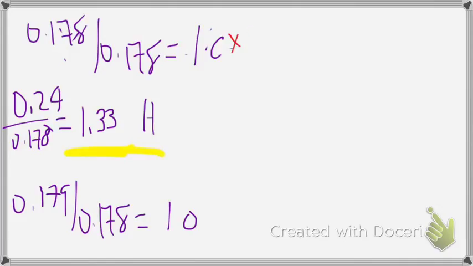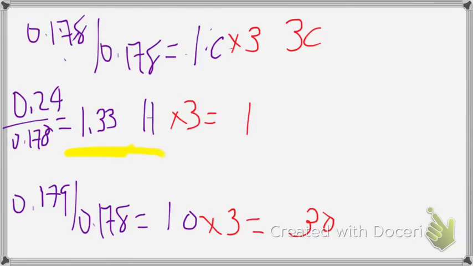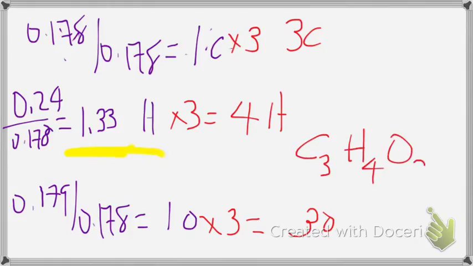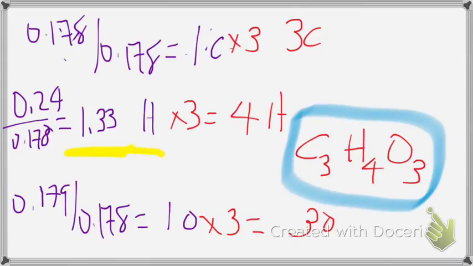If we multiply this by 3, we're going to get 3 carbons. If we multiply this by 3, we're going to get 3 oxygens. If we multiply this by 3, you're going to get 4 hydrogens. So that means that the empirical formula is C3H4O3. That right there is the answer to the first part, C3H4O3.